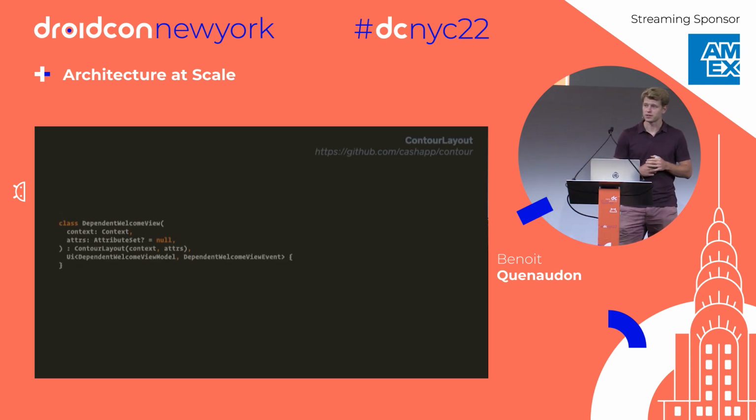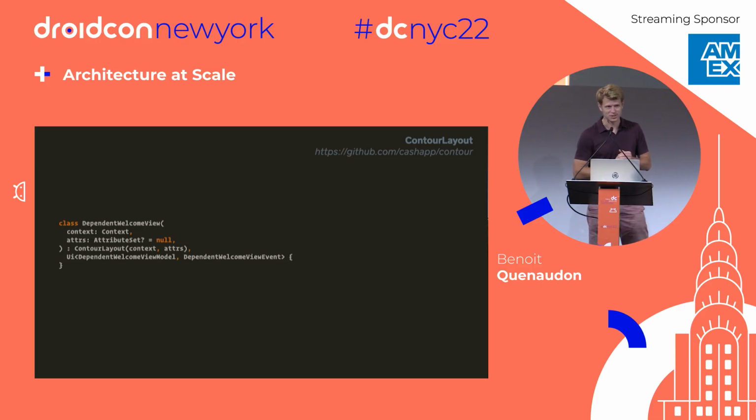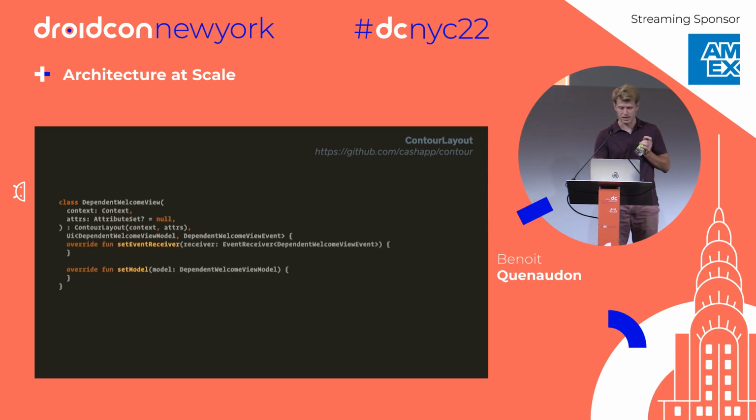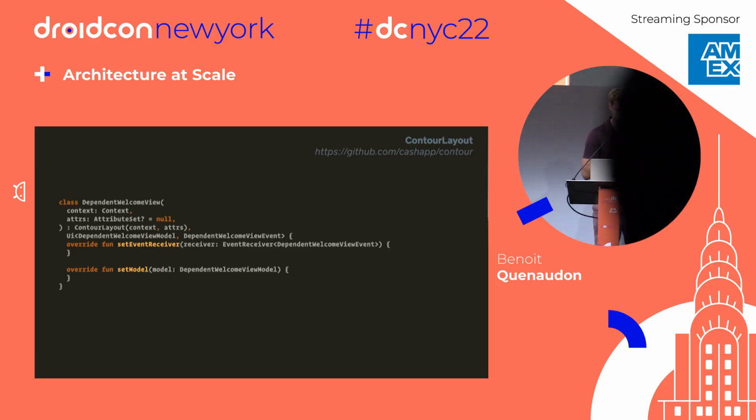So Compose UI is a good thing to use, but I'm still in love with Contour and I still use it, so my example will be in Contour for this month. In Contour we write everything in Kotlin. We don't have XML anymore. We have the two methods that the UI interface asks us to implement.